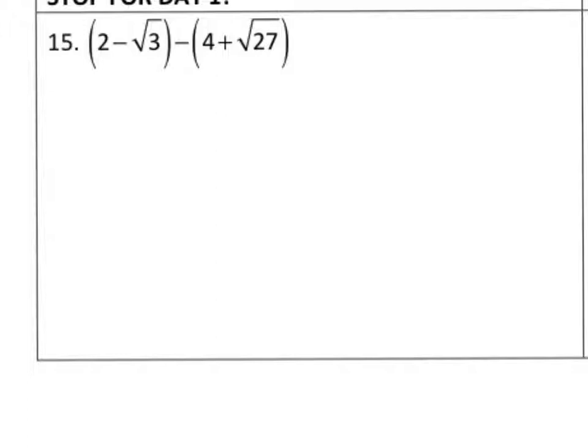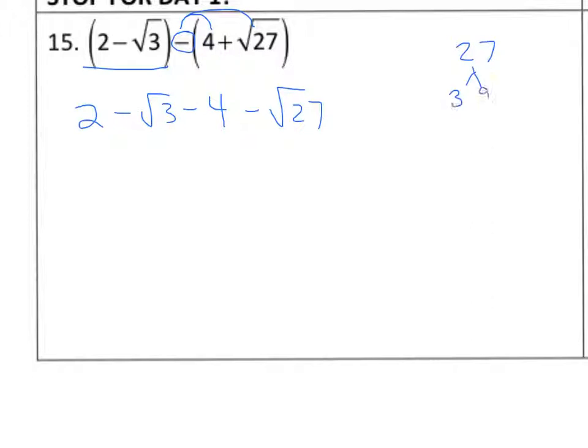In this next example, I need to distribute this negative sign to both of these terms. I don't really need the parentheses right here, so I'm just going to bring down 2 minus radical 3. And then distributing that negative, I get minus 4 and then minus radical 27. Now I need to simplify my radical 27. 27 is 3 times 9, which is 3 times 3. So I have a pair of 3's and another 3 that's going to stay inside. So this is minus 3 radical 3.